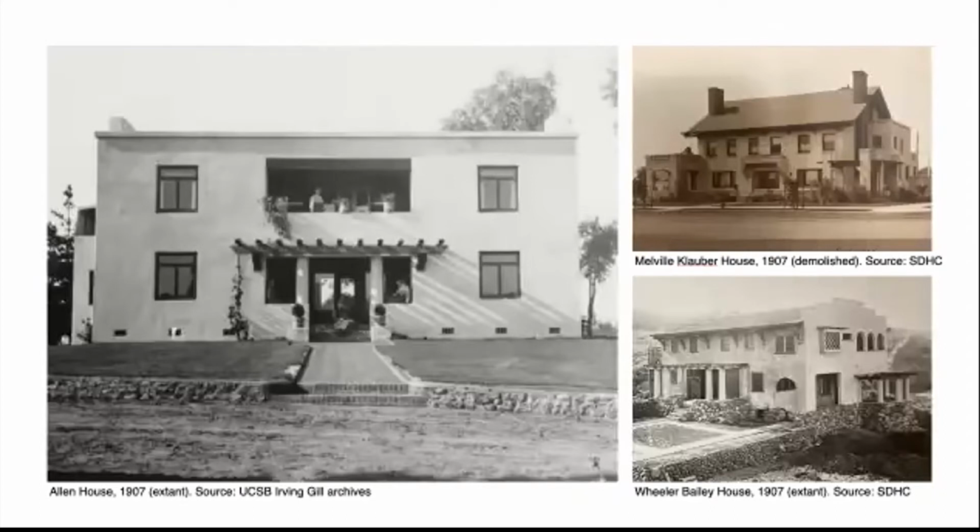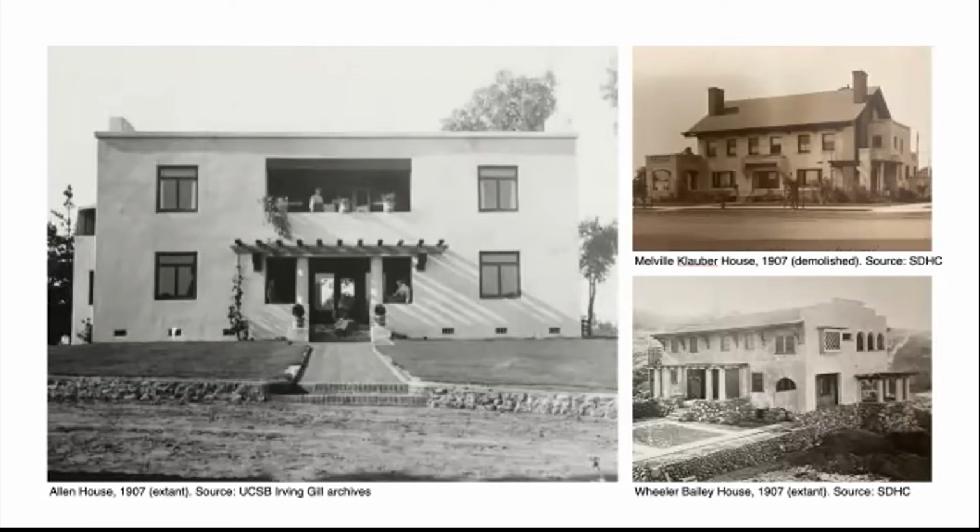So after falling out with Hebbard in early 1907, Gill entered into partnership with Frank Mead, a former employee of Hebbard and Gill. Gill and Frank Mead are believed to have designed the first modernist home in the world, the Allen House in Bonita, California.